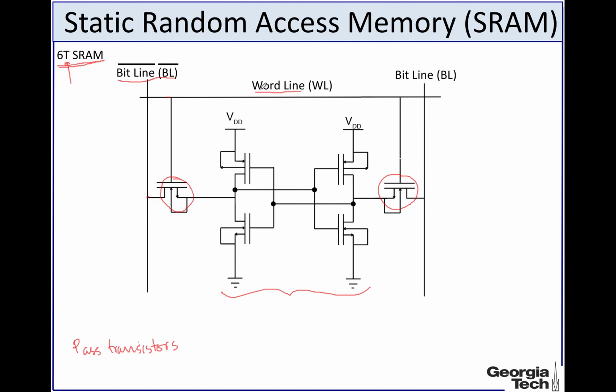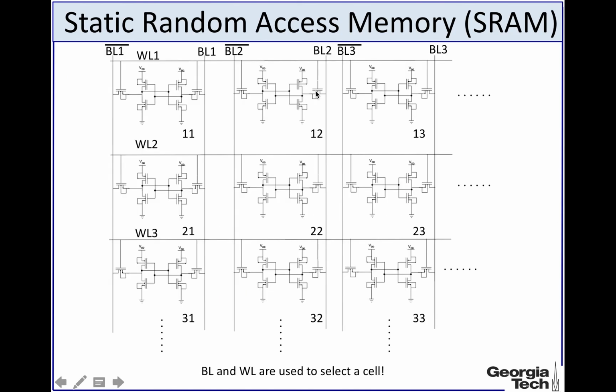Now this word line and bit line are used to select an SRAM cell and read and write into the SRAM cell in an array architecture. So let's take a quick look. This is how an SRAM array looks like. All right. So here you have cell number 1 1, 1 2, 1 3. This is the row, and this goes all the way to 1n.